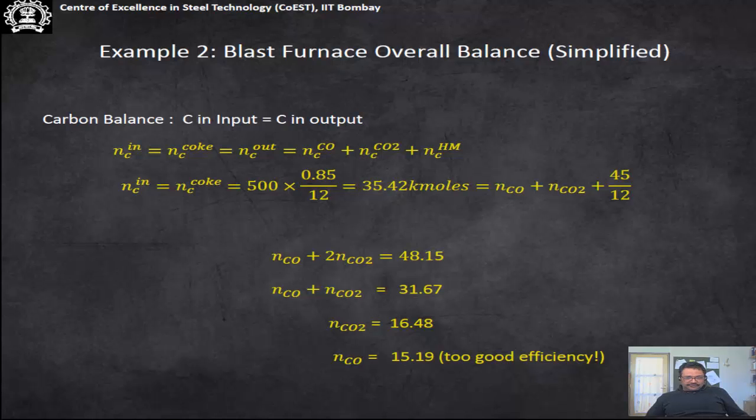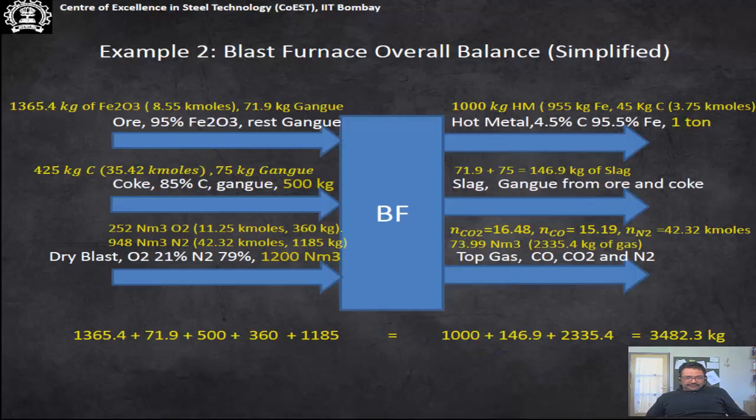So now we can do the rest. We have basically done the iron, we have done the oxygen, we have done the carbon. So that gave the most important elemental balances one needs to do. Now the rest can be done, because we know this amount of Fe2O3 and 5% is the gangue, which comes to 71.9 kg, and similarly 500 kg of coke, 425 is carbon because 85%, so the rest is gangue. So these two gangue amounts all go to the slag, so these two add up to the slag.